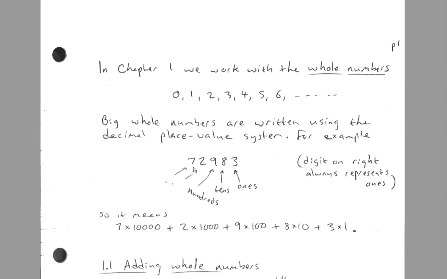Okay, so this big number is 72,983. All right, so there are 5 digits here. The digit on the right always represents the number of the ones. Okay, so this digit 3 represents 3 ones. This digit 8 represents 8 tens, 9 hundreds, 2 thousands, and 7 10,000s.